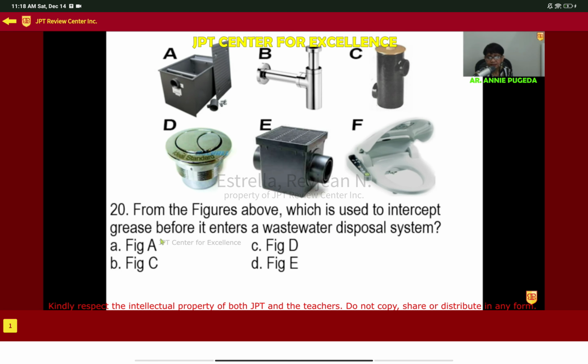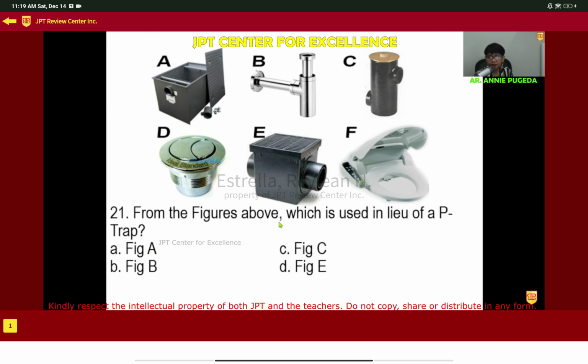Next, intercept grease before it enters a wastewater disposal system. So, kita nyo? May chamber, meron siyang separator ng grease doon. Therefore, that's A. A is figure A. Is a grease trap. Next, from the figures above, which is used in lieu of P-trap.